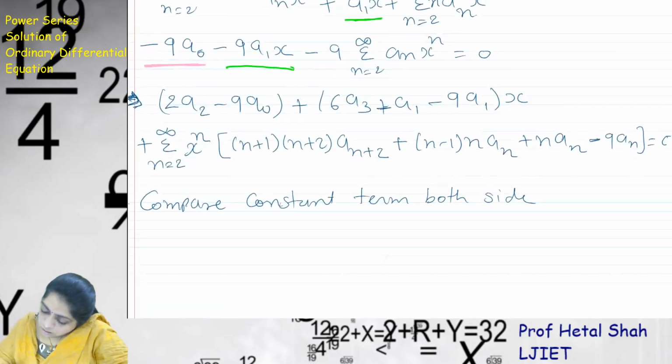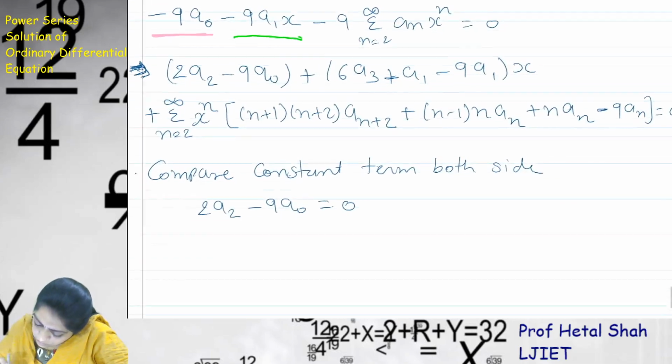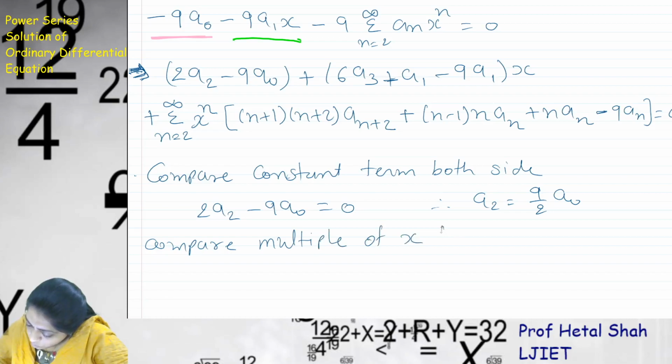So your left side constant term is 2a2 minus 9a0, and your right side constant term is 0. That's why you have a2 is equal to 9 by 2 a0. Compare the multiple of x on both sides.